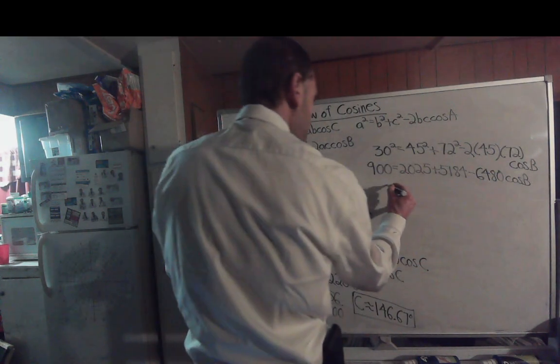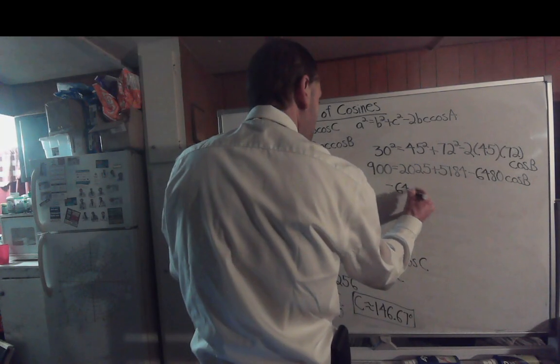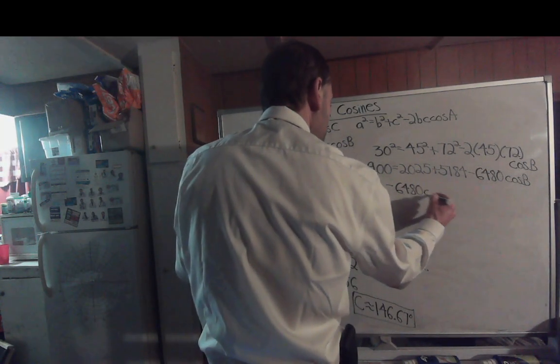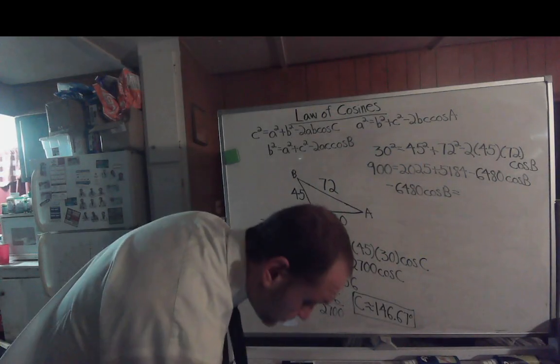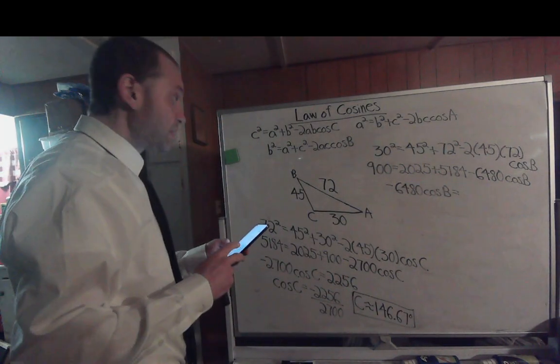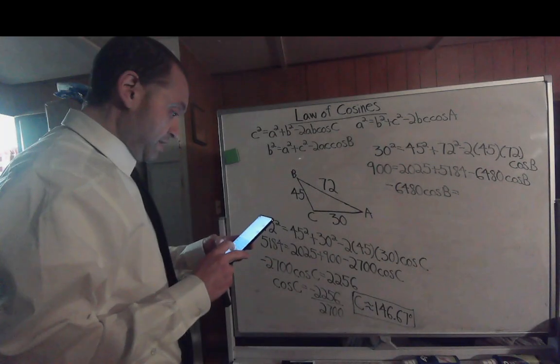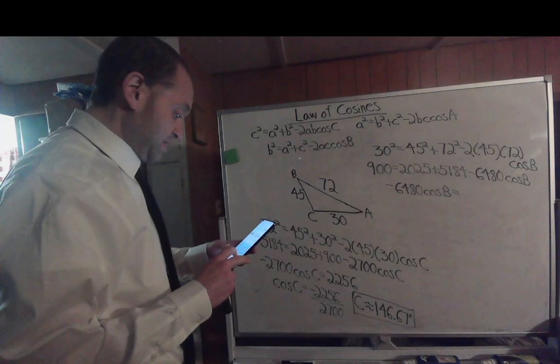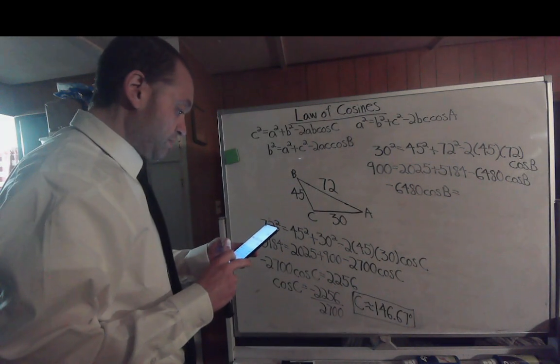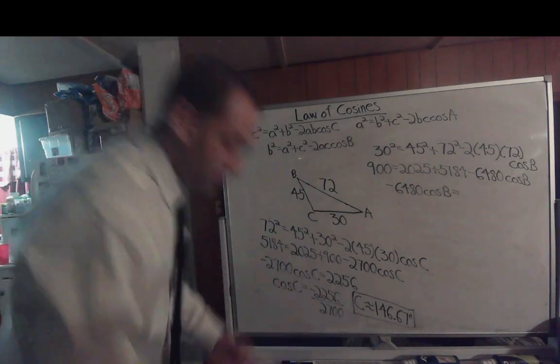So now negative 6,480 times the cosine of B would equal the difference of everything else. So 900 minus 2025 minus 5184 gives you negative 6,309.